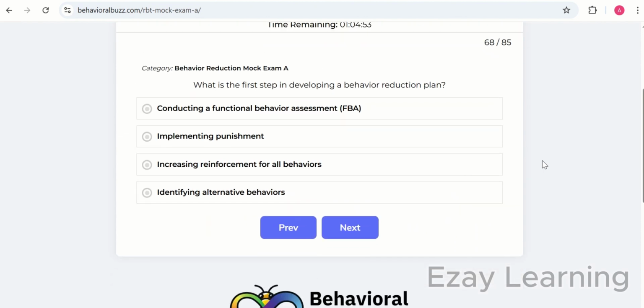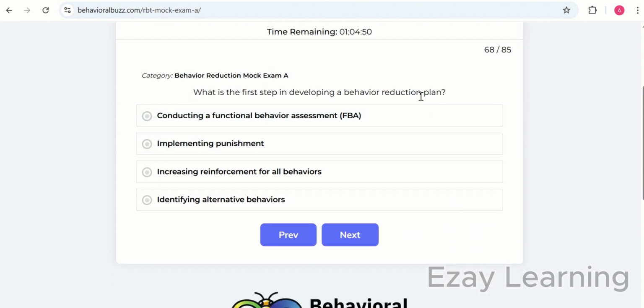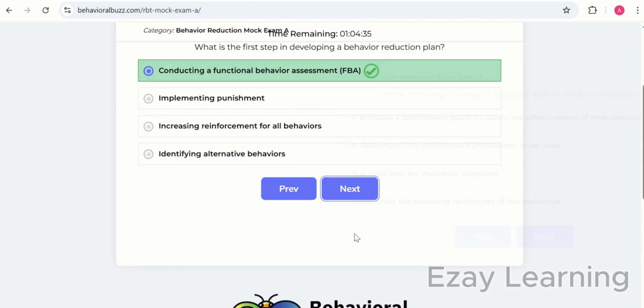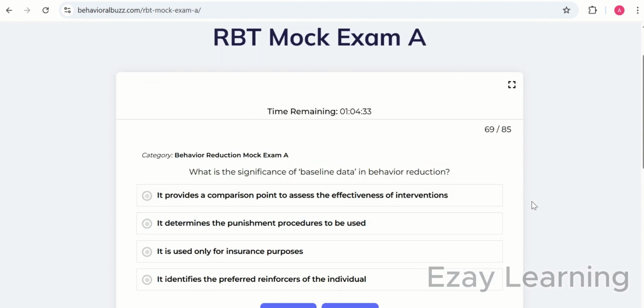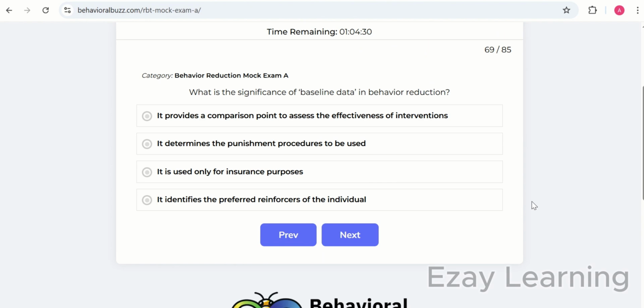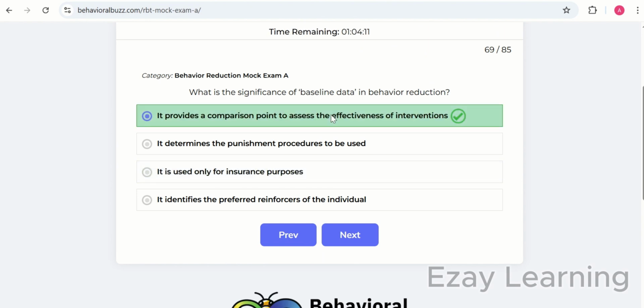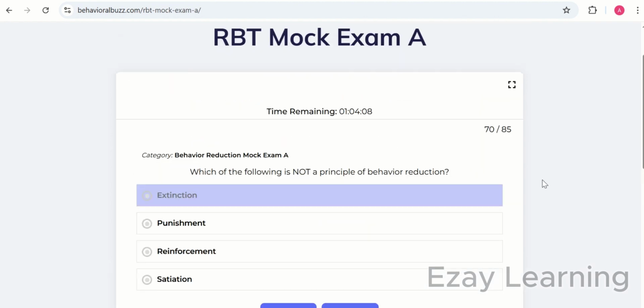What is the first step in developing a behavior reduction plan? Conducting a functional behavior assessment, you need to identify the triggers or the antecedents and the outcomes or consequence of a behavior first. Then you can develop a behavior reduction plan. What is the significance of baseline data in behavior reduction? It provides the comparison point to assess the effectiveness of intervention.